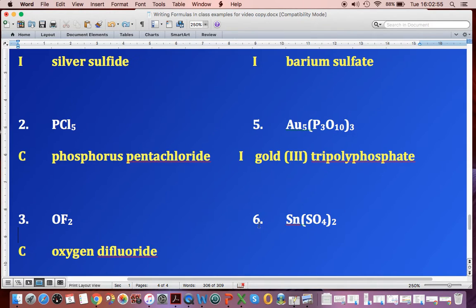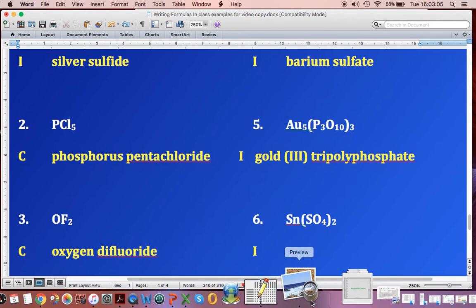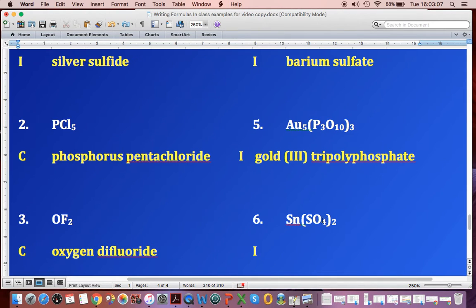All right, door number 6. Here we have Sn. Tin, we know that's a metal, so it's ionic. So get in the habit of classifying ionic or covalent. I know that's tin, I know that's sulfate. I know tin is multivalent.